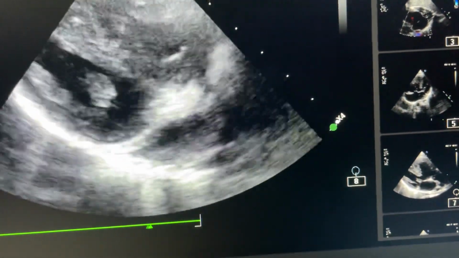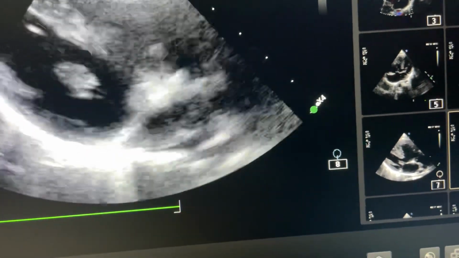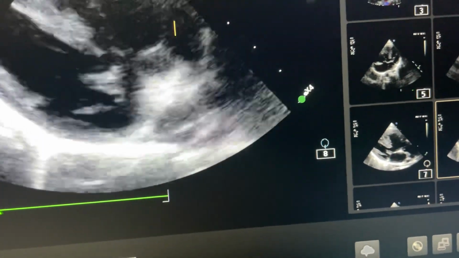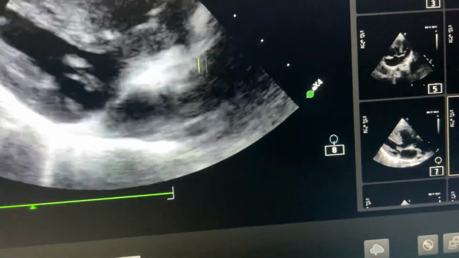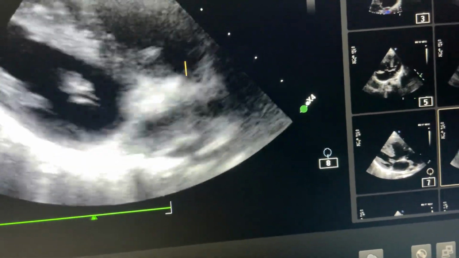Next image. In this image, this is right ventricle and this is pulmonary artery. In the case of pulmonary artery, there is valvular obstruction.